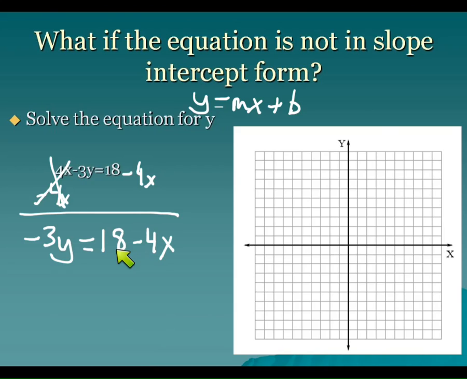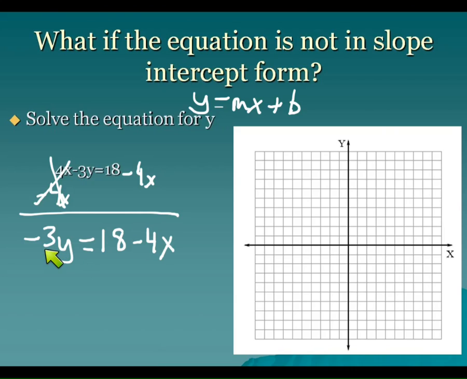Now, why didn't I just subtract these and write like a 14x there? Yeah. Right, exactly. You can't do that. 18 doesn't have an x with it. They're not like terms. Okay? So I just leave it like that. I've almost got y by itself.